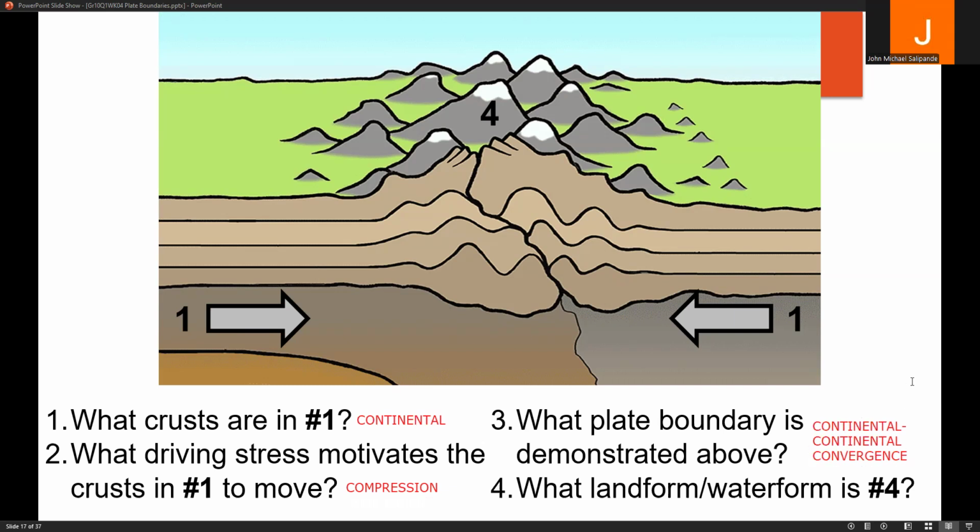Last question for this session. What landform or water form is number four? There are three possible answers here. We have mountains, mountain ranges, and hills.